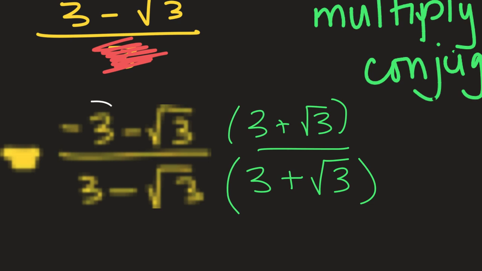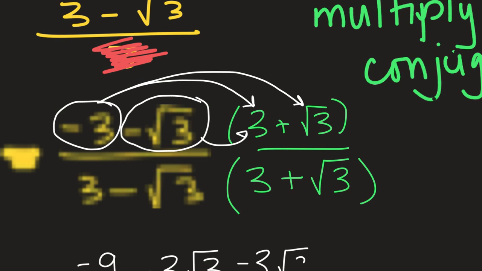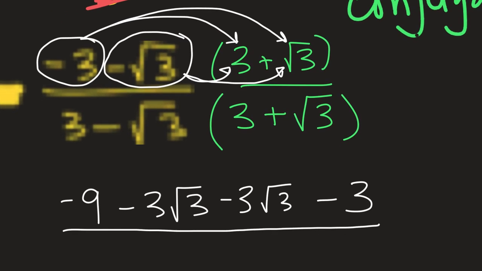So one at a time, I'm going to do -3 times +3, which is -9, -3 times √3, which is minus 3 √3. And then I'm going to come back and do -√3 times 3, which is -3 √3. And then -√3 times +√3. And when I multiply a radical by itself, the radical goes away. So that's what my numerator looks like when I distribute everything.